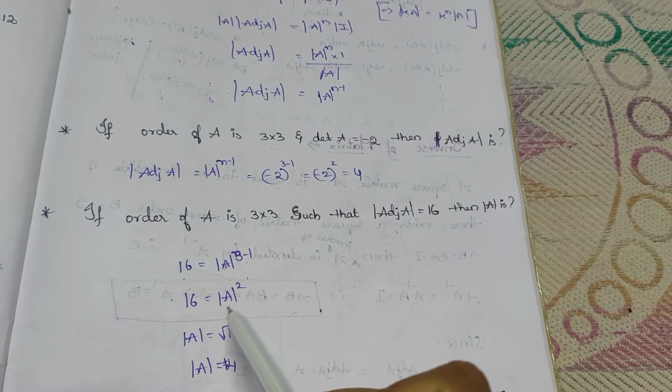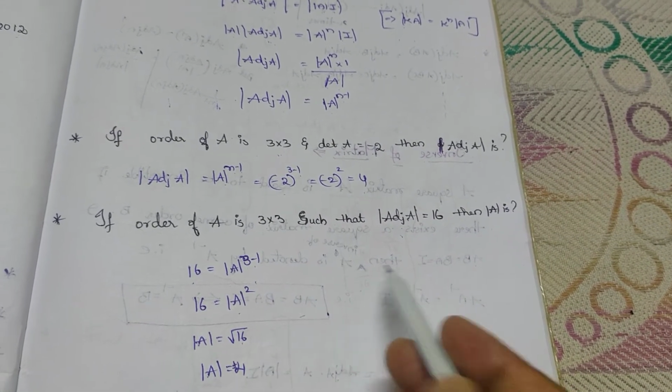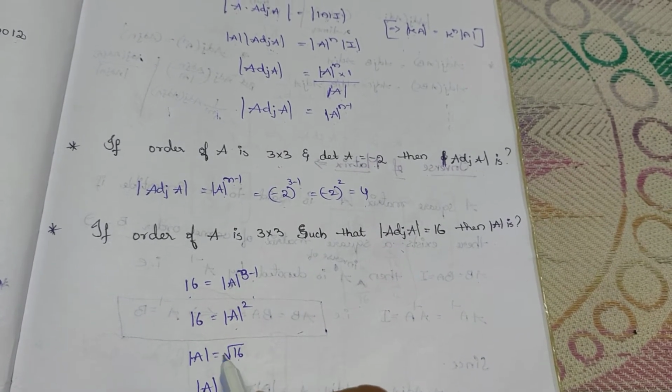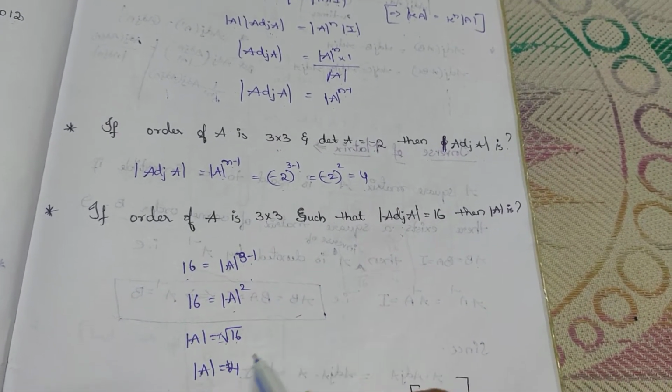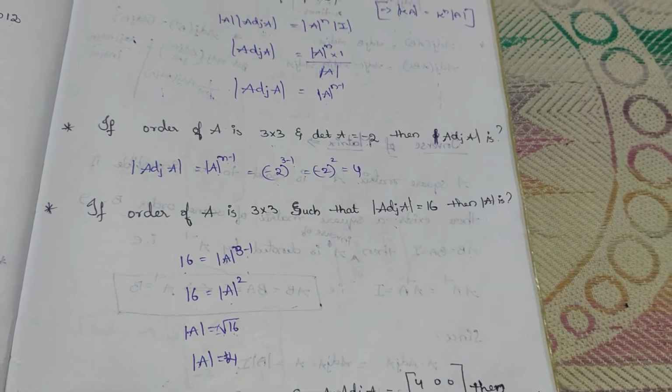So det A is equal to root 16. So det A is equal to plus or minus 4. Actually should not write root 16. This is a plus or minus root 16. So root 16 value becomes 4. So det A is equal to plus or minus 4.